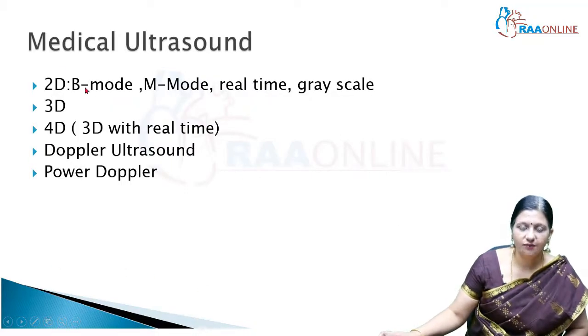Now, medical ultrasound has been used in various modes. One is the two-dimensional ultrasound, which can also be used in B mode, M mode, real time, grayscale. All these are two-dimensional ultrasounds, and then came the three-dimensional ultrasound. When the three-dimensional ultrasound was combined with real time, it was called a 4D ultrasound. Then there is Doppler ultrasound, which has red and blue signals for the blood going away from and towards the probe. And then there is power Doppler, which uses only yellow lighted up images; there is no blue and red in power Doppler, it's only yellow.